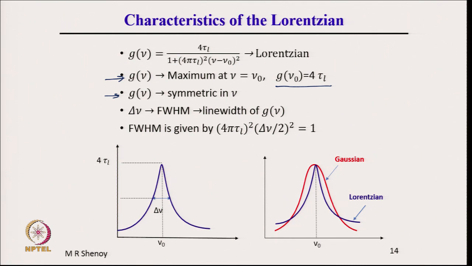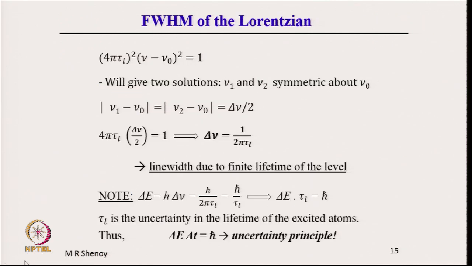This will become clear. If it is not clear, just let us look at this. Here is the maximum, 4 tau L. At full width at half of the maximum, this is 2 times tau L. At 2 times tau L, if the frequency bandwidth, let us say this is nu 1 and this is nu 2, then nu 2 minus nu 1 is equal to delta nu. Maybe it is there in the next slide. Let me show the next slide.